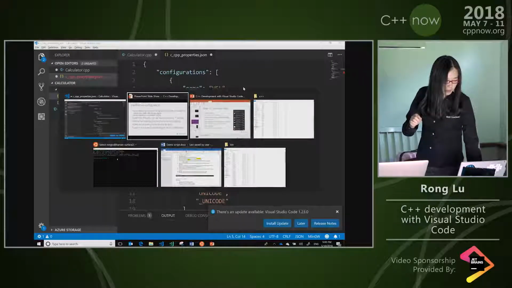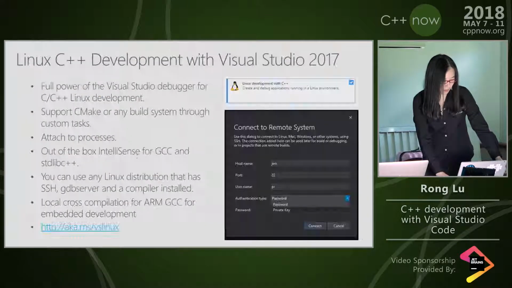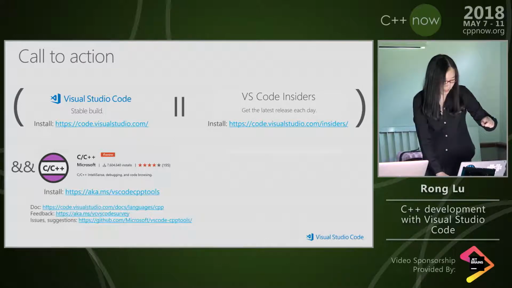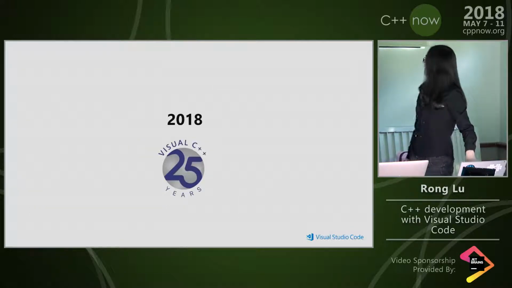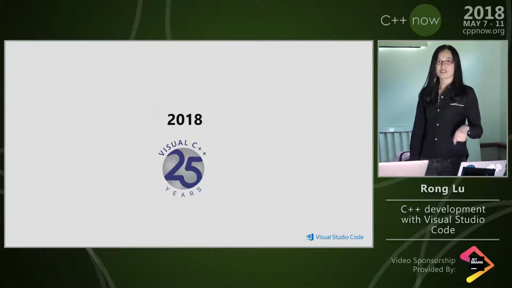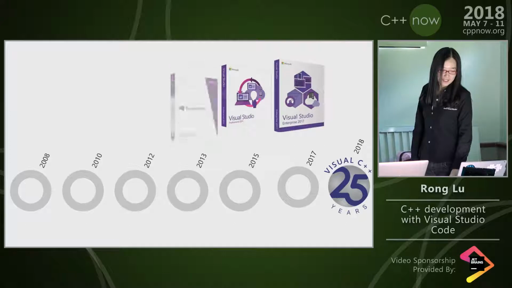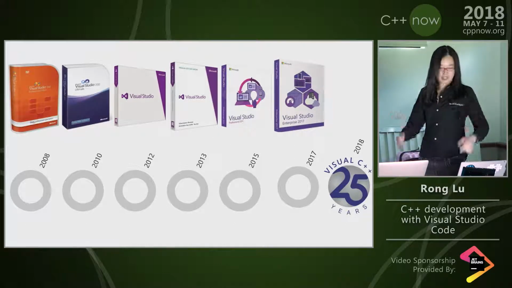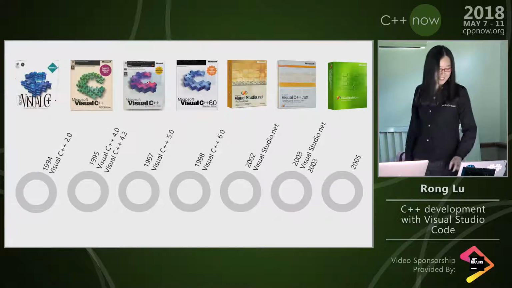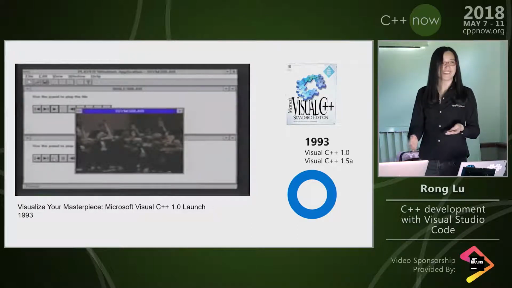Okay, so we are almost running out of time, but I have something important I want to show you. And the call to action: install VS Code and the extension if you haven't already. But this is what I want to show you: 2018, this year, is the 25th anniversary of Visual C++. It's pretty cool if you look back in the history at what Visual Studio versions we have shipped over the years, all the way back to 1993. This is when Visual C++ 1.0 launched.